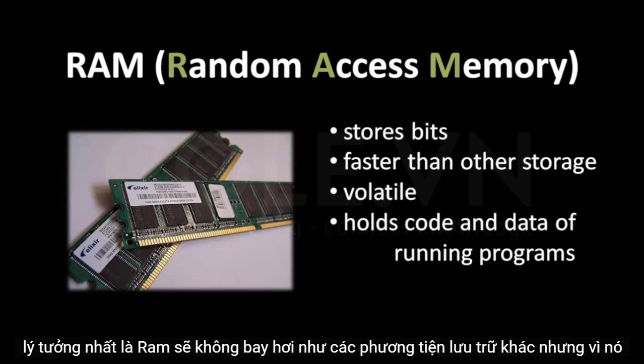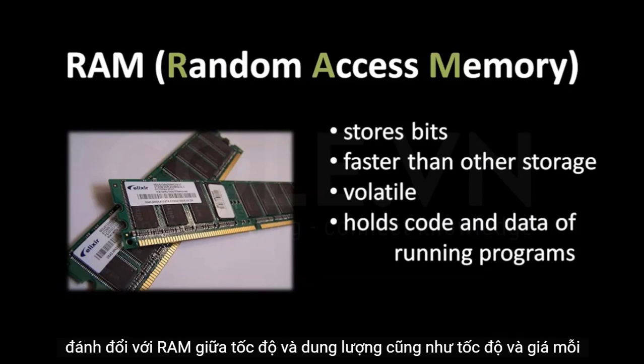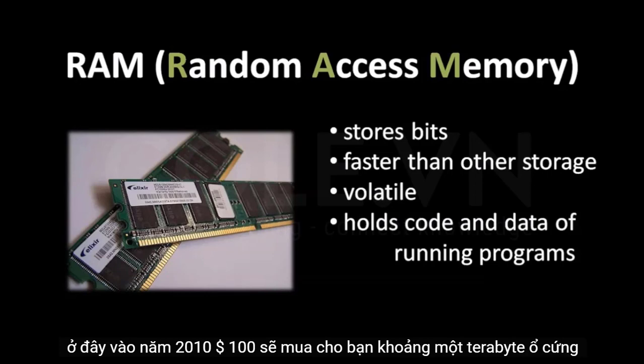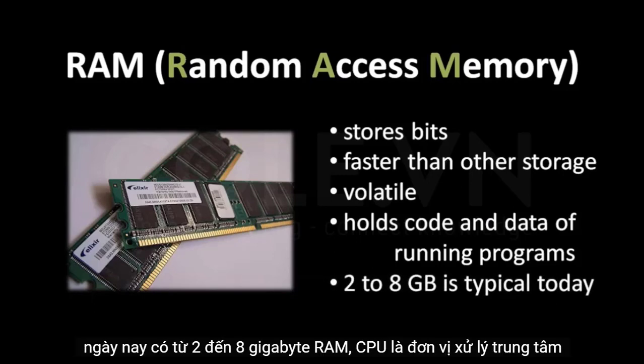Ideally, RAM would be non-volatile like other storage mediums, but because it is so much faster, we are willing to live with that downside. We also make a trade-off with RAM between speed and capacity, and also speed and cost. Per gigabyte, RAM is much more expensive than other mediums like hard drives. Whereas here in 2010, $100 will buy you about a terabyte of hard drive space, it'll only buy you about 4 gigabytes of RAM. So the typical PC sold today has between 2 and 8 gigabytes of RAM.